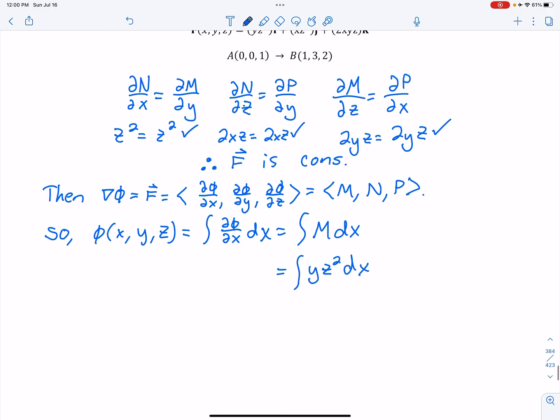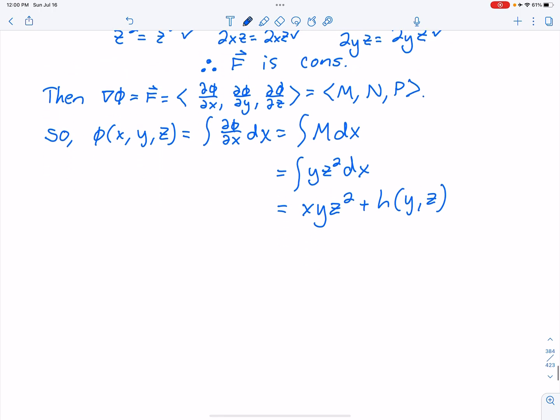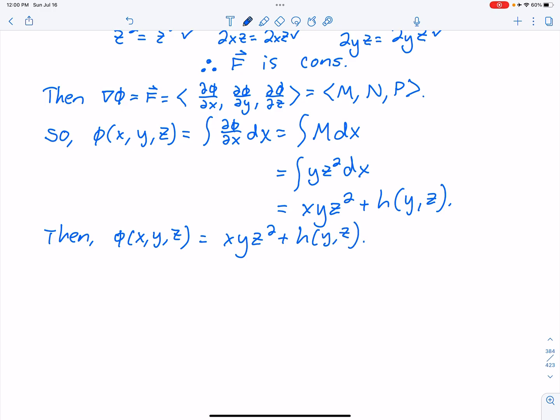All right, we have to integrate that with respect to x. Notice it's kind of nice. There is no x, so I just introduce one. And then now I have a function that's in terms of y and z. So I like to rewrite it here. Then phi of x, y, z is xyz squared plus h of y, z. So that's a function h in terms of y and z.